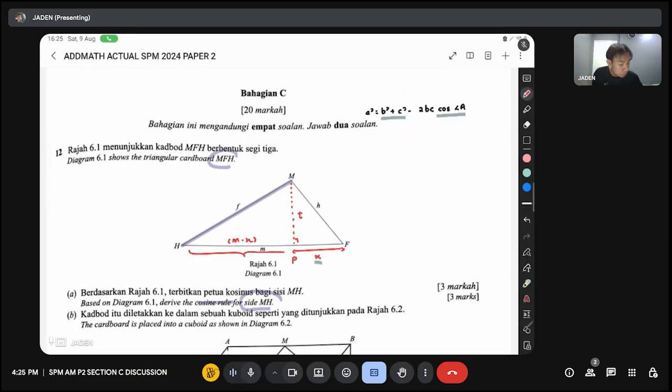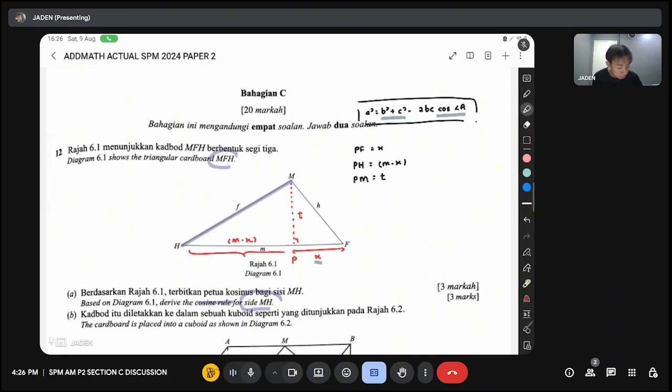Okay, so let us list down again. We have PF equal to x. We have PH, which is bracket m minus x. We also have PM, which is t. So to be honest, we need 3 equations in order to derive such a cosine rule formula here. So let's start with the first equation.